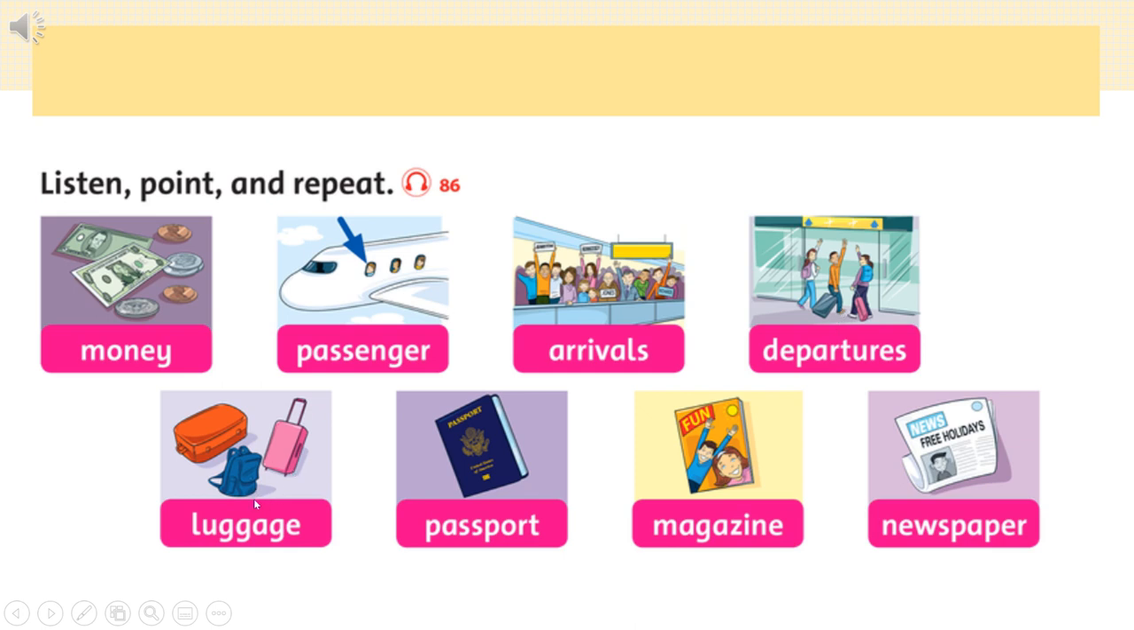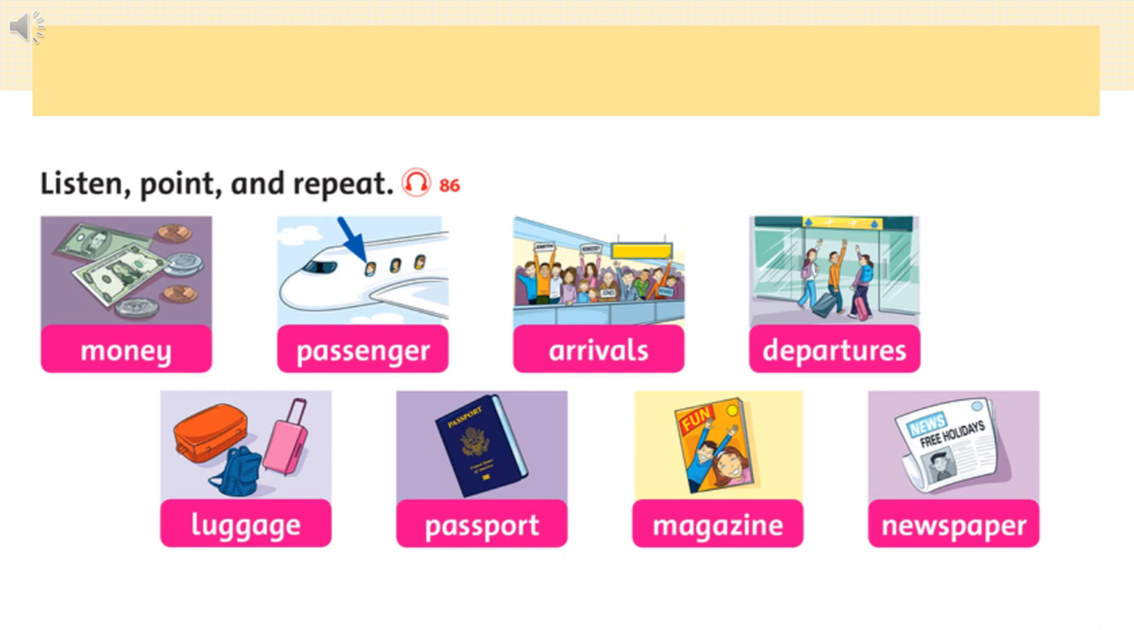Yes. Passport. Passenger. Magazine. Arrivals. Newspaper. Departures. Okay. Listen and repeat. Luggage. Repeat, please. Money. Passport. Passenger. Magazine. Arrivals. Newspaper. Departures. Luggage. Okay. Do you know the words today?